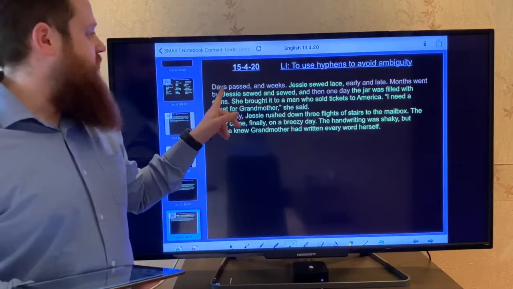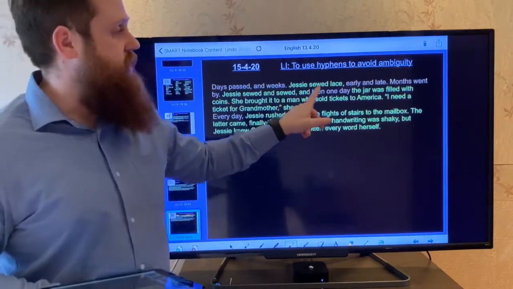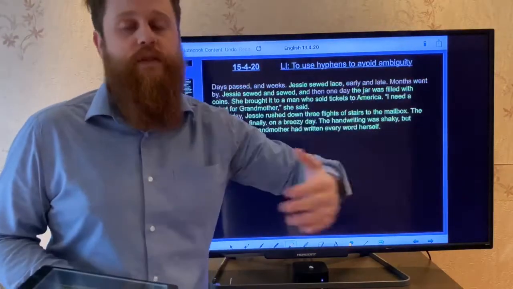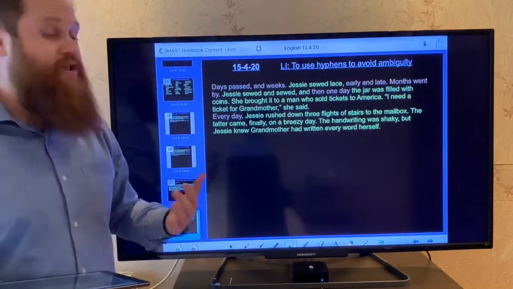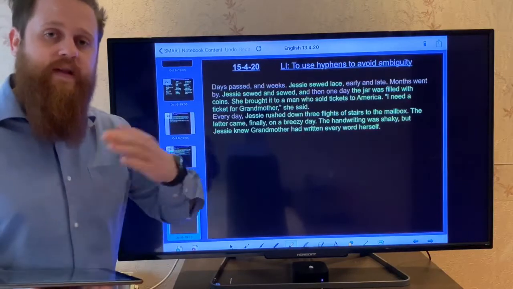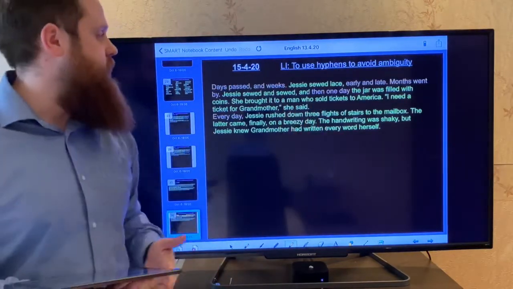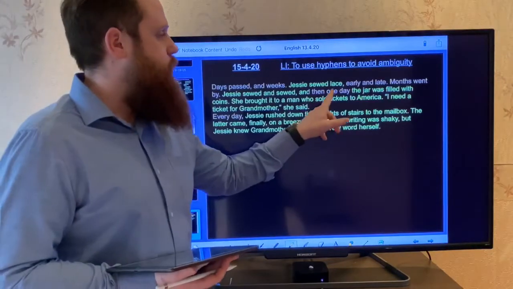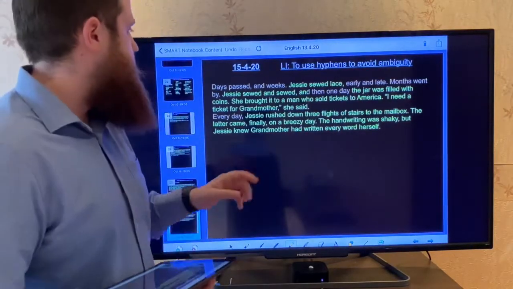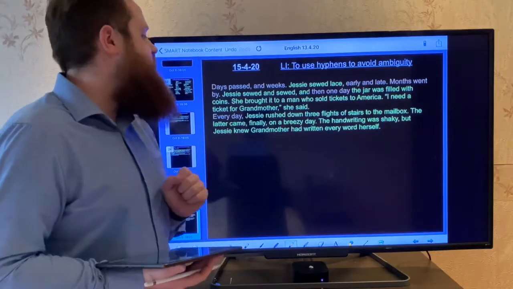Now, not only has it been going on for days and weeks, she's doing this early and late, but we're now talking months and months and months. It's a long time, but it helps the reader fill in those gaps. Okay, it doesn't all happen overnight. It's taken over a period of time. Then one day. And again, here, every day.